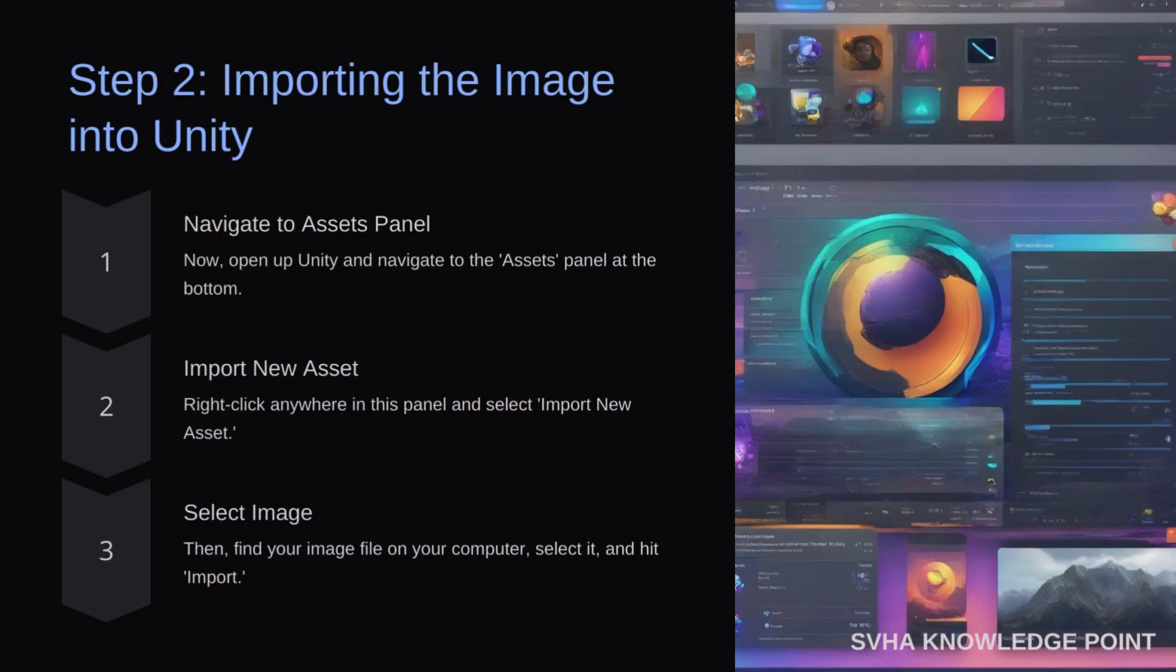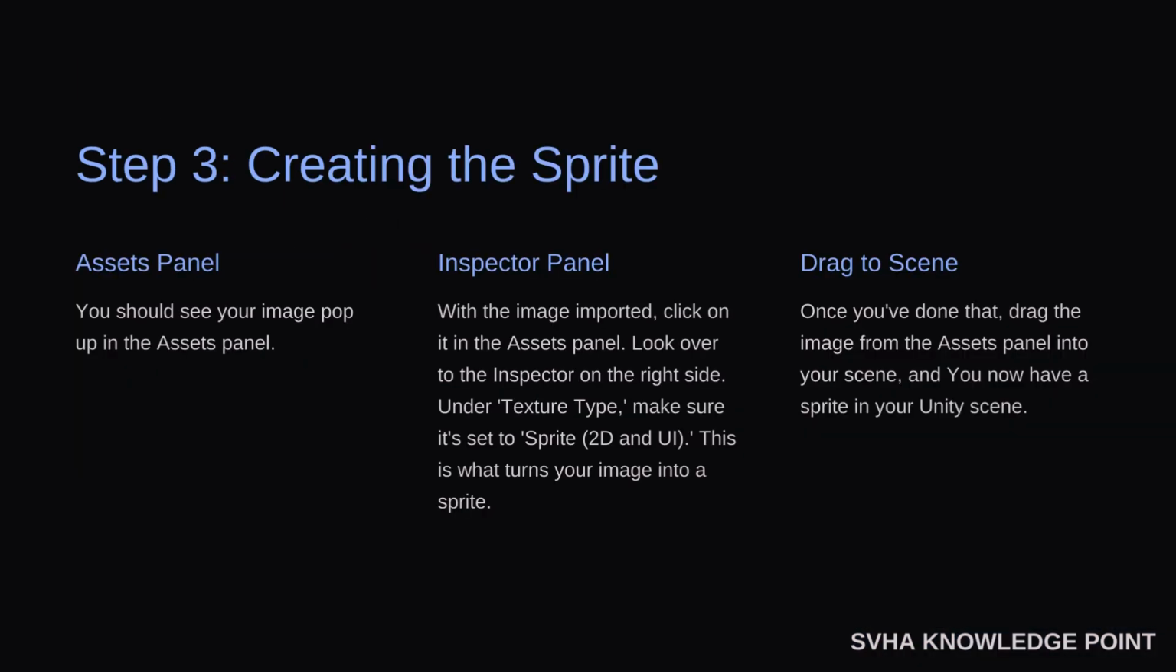Step 2. Importing the image into Unity. Now, open up Unity and navigate to the Assets panel at the bottom. Right-click anywhere in this panel and select Import New Asset. Then, find your image file on your computer, select it, and hit Import. You should see your image pop up in the Assets panel.